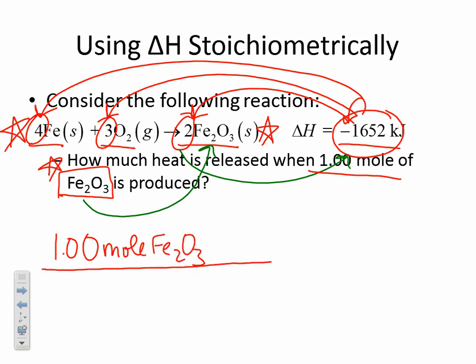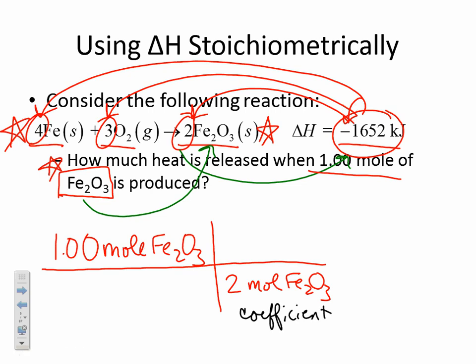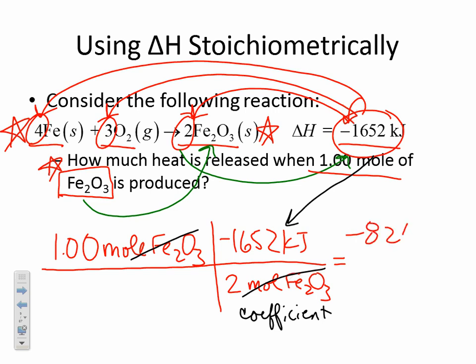Showing this with a T-chart, 1 mole of Fe2O3, which is the number the problem gives us, I can bring in my 2 moles of Fe2O3 from my coefficient, and I know that the kilojoules, the minus 1,652, is for 2 moles of Fe2O3. Moles of Fe2O3 will cancel, and I will be left with heat, which is exactly what we want. So in this case, we're simply dividing by 2. So you should get minus 826 kilojoules.